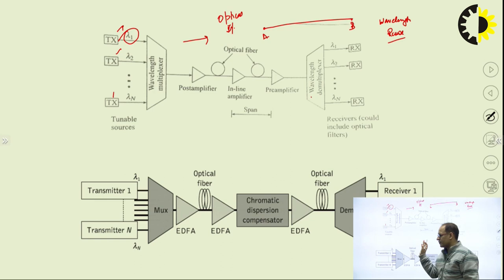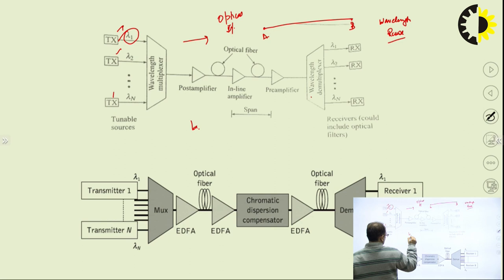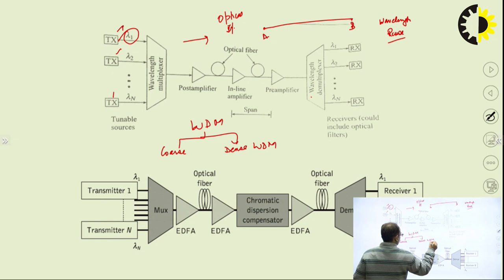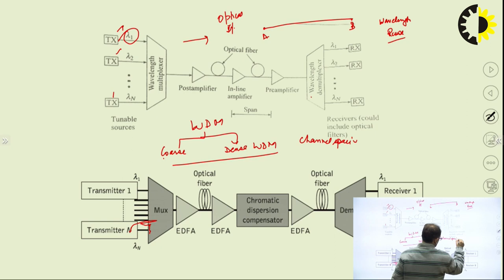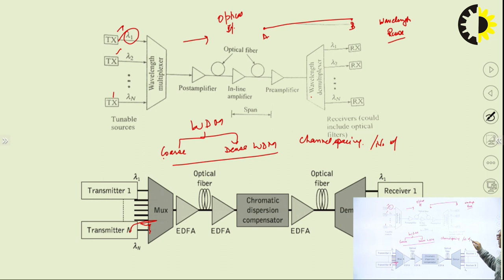So this is another type of WDM. WDM is divided into two types: coarse WDM and dense WDM. These are divided on the basis of channel spacing or the number of users. Clear?